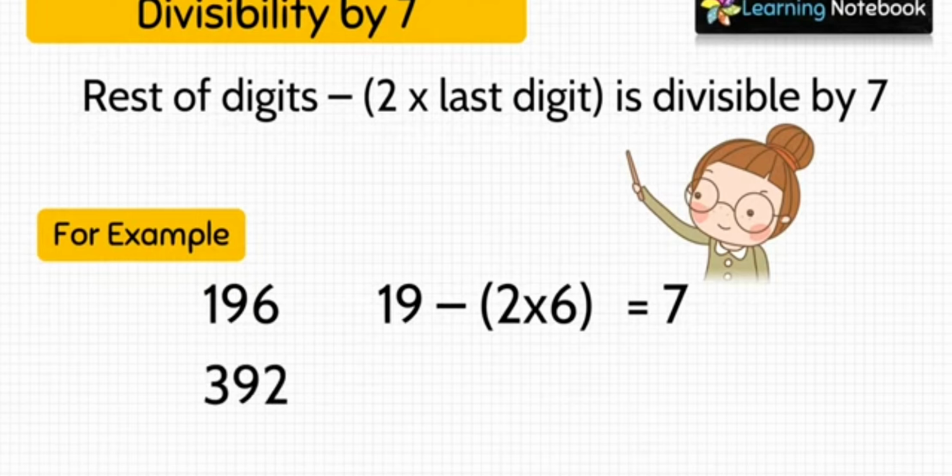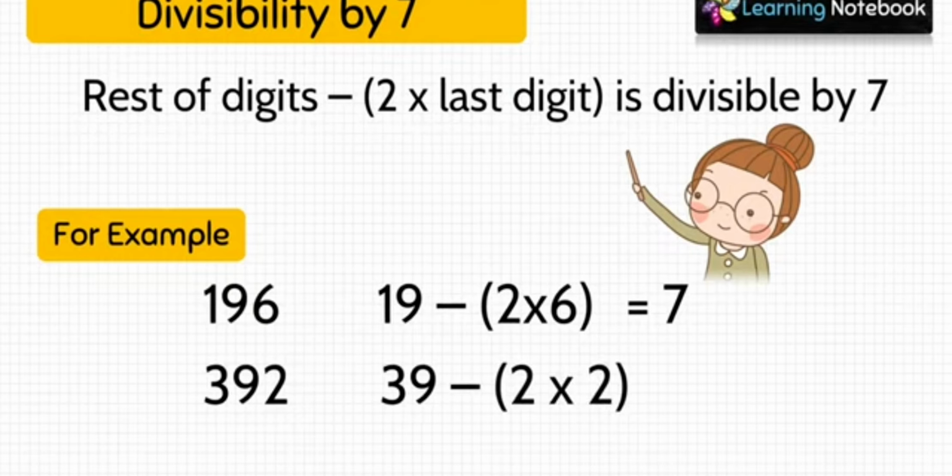Another example is 392. Here, the last digit is 2 and the rest of the digits form 39. So, 39 minus 2 times 2 equals 35, which is divisible by 7. So, 392 is also divisible by 7.